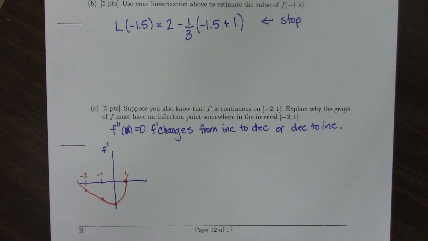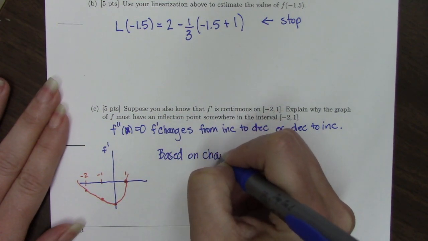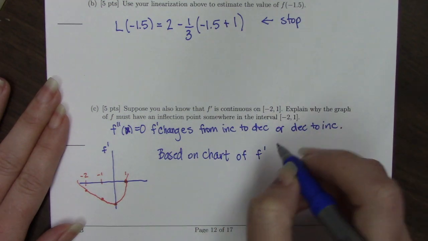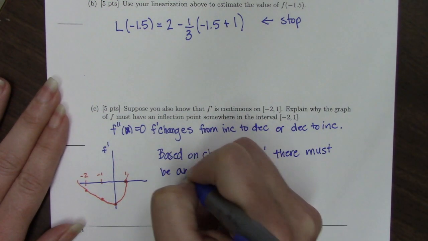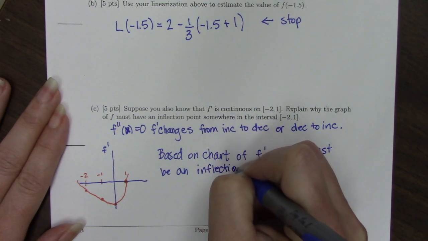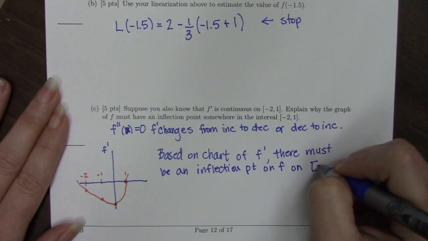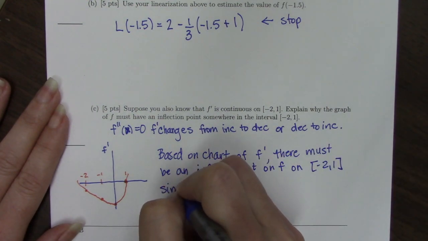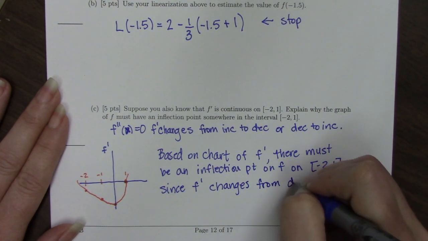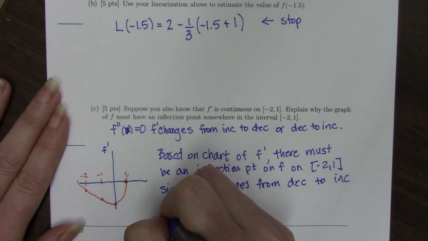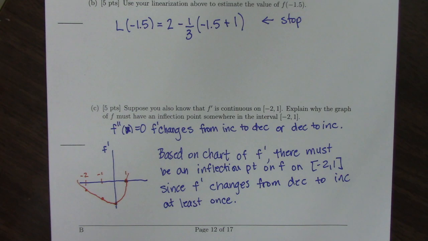So we can now state that based on the chart of f prime, there must be an inflection point on f on the interval of -2 to 1 since f prime changes from decreasing to increasing at least once.